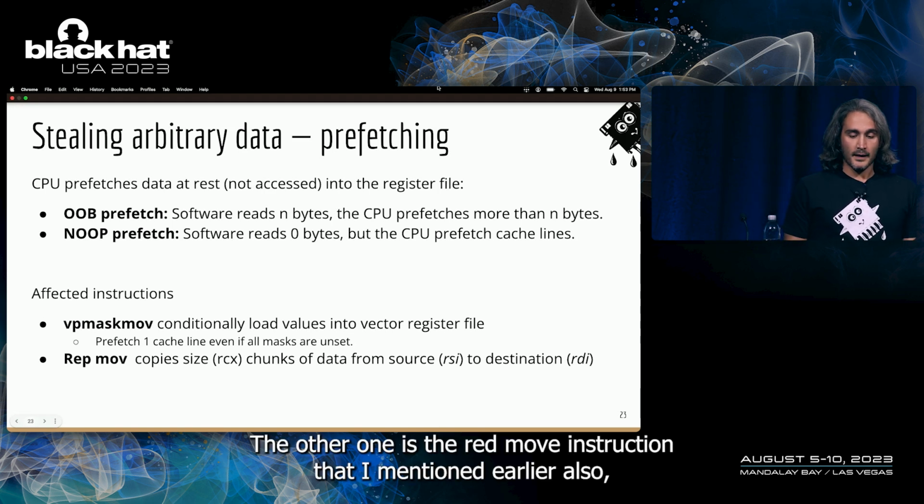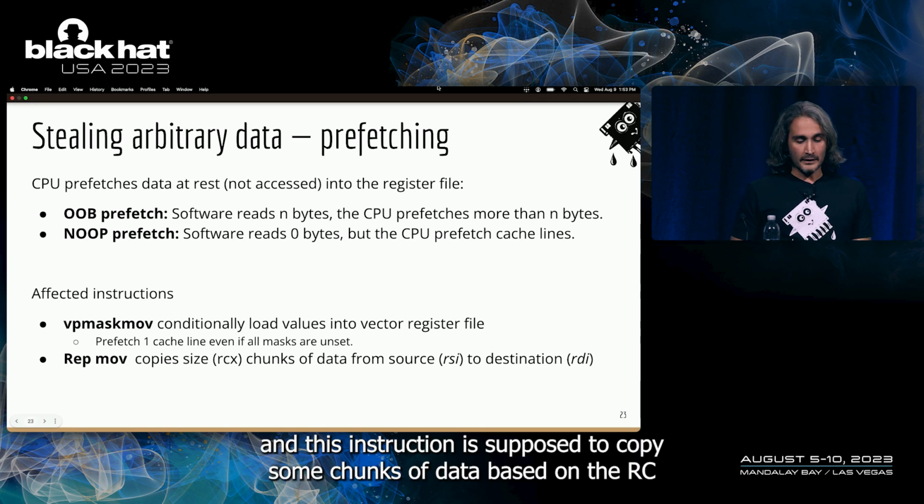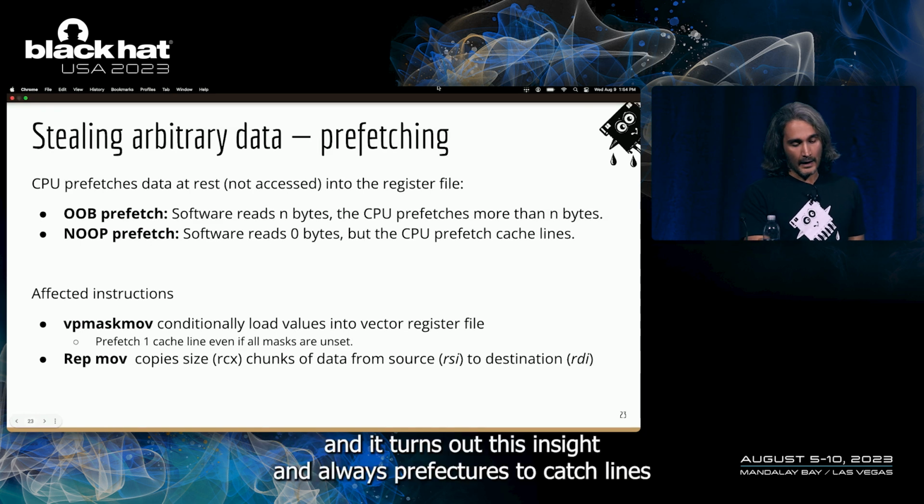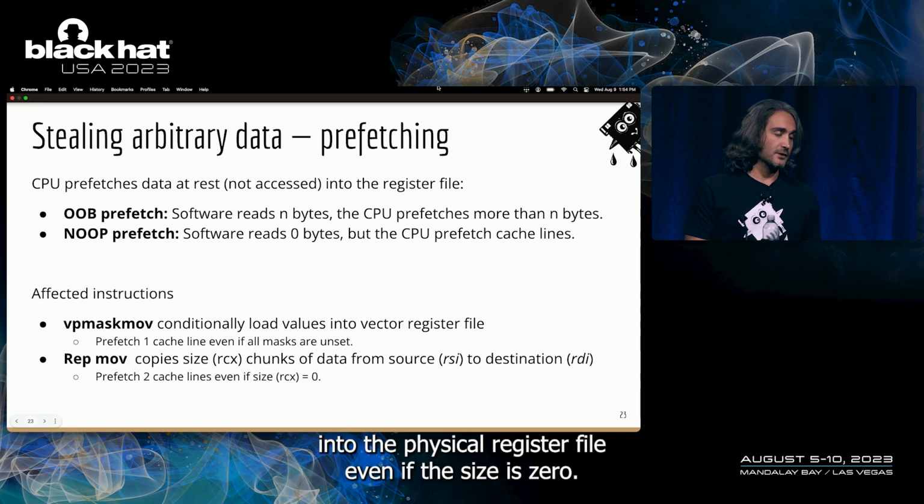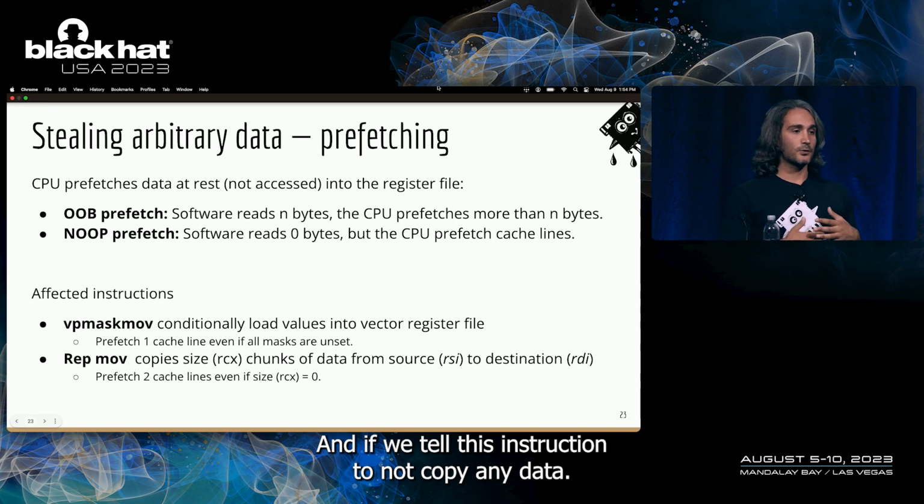The other one is the rep move instruction that I mentioned earlier also. And this instruction is supposed to copy some chunks of data based on the count register value, from the source register to the destination register. And it turns out this instruction always prefetches two cache lines into the physical register file, even if the size is 0, even if we tell this instruction to not copy any data.